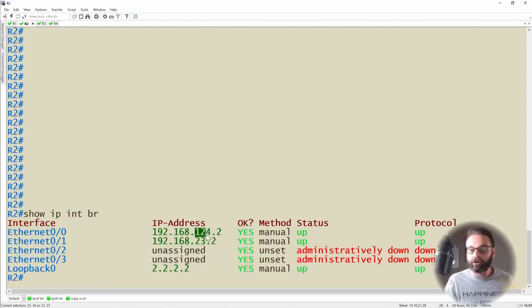Over here, we've got R1, 2, and 4 on the broadcast segment. Beyond that, I also have a loopback address, and this is going to be a pretty important part of how OSPF operates when it comes to the router ID.